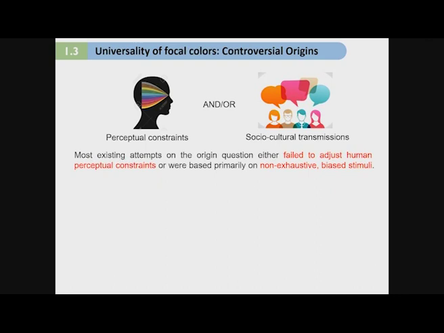But so far, many of the existing studies in this line either fail to directly adjust the perceptual constraints to see whether a change of these constraints can induce different color categories, or are based on non-exhaustive or biased stimuli, including some of the modeling studies. Some experimental studies only use the color stimuli from the confusing regions between languages and examine whether perceptual constraints or other factors can affect discrimination on those confusing stimuli.